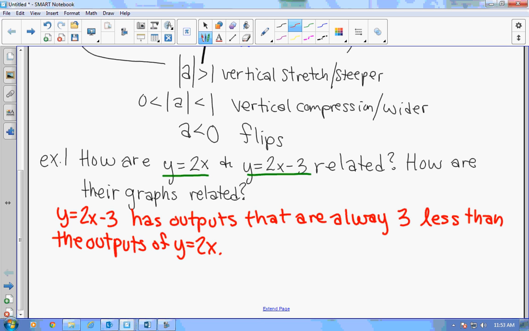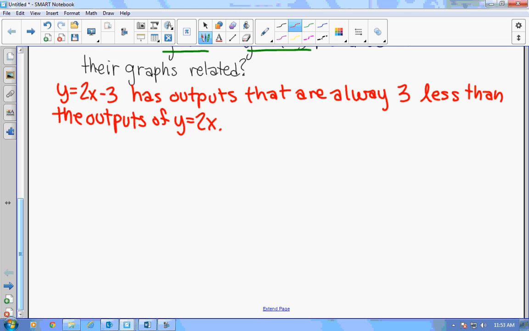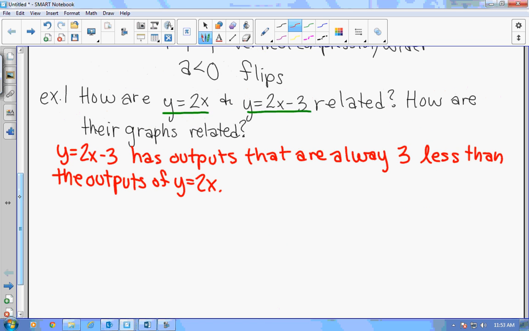Okay, that's how the equations are related, and maybe you've already determined if we graph these, 2x's are the same, but this -3 is after the x. What type of shifting or translation, that's another word for shifting, what type of translation is -3 if it's after the x? So vertical, but does it go up or down? Down, because we say same here. So for the graph, how are their graphs related?